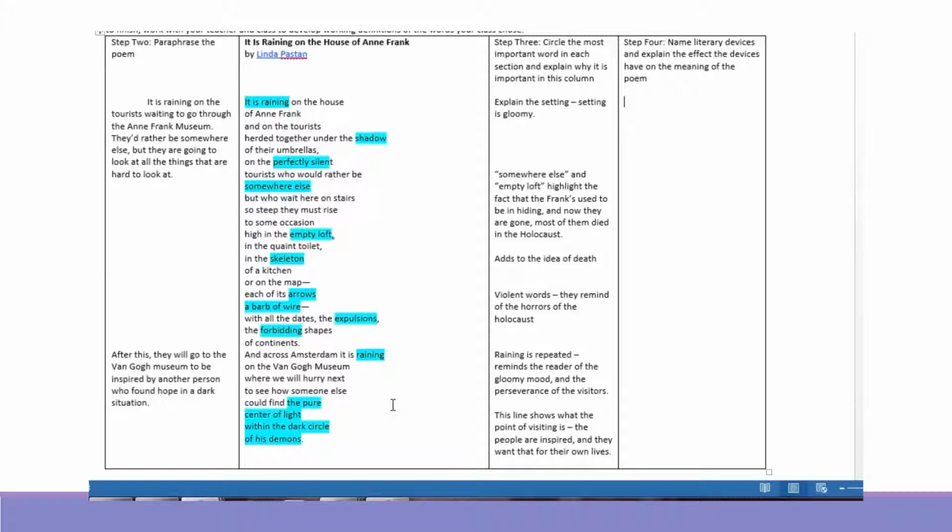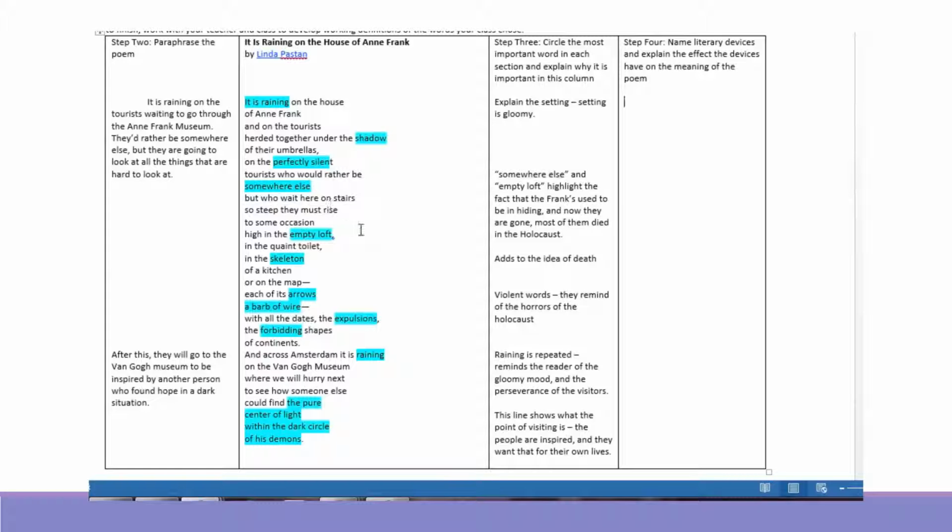I want to say that one thing I notice over here is that there's some alliteration. The silent, somewhere, stairs, so steep, some occasion. And the author definitely puts all these S sounds in there. And what is it doing? It's kind of moving the poem forward, and it highlights the silence, and it highlights that they want to be somewhere else, and that the stairs are really steep.